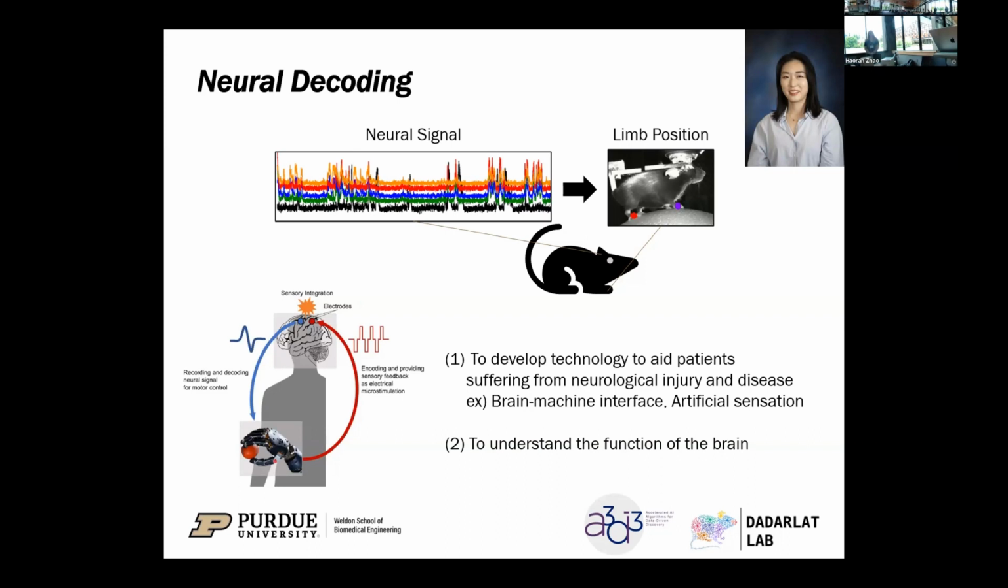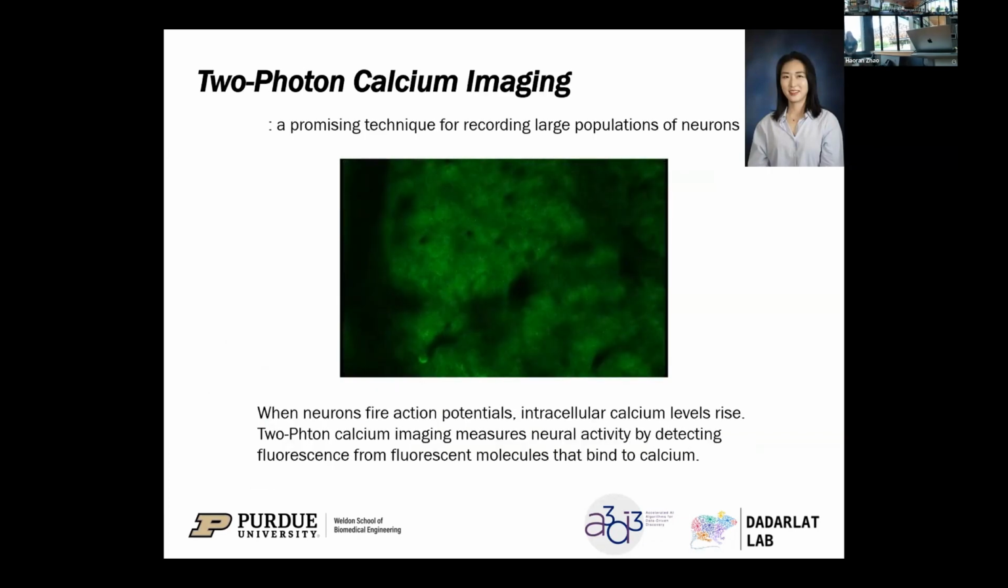And neural decoding is important to develop applications such as brain-machine interfaces for patients suffering from neurological injury and diseases. And it's also important to understand the function of the brain. Behavior emerges from interactions of a large number of neurons, so it is important to record large populations of neurons at the same time. And two-photon calcium imaging is a promising technique for that. Compared to electrophysiology, which can record hundreds of neurons, two-photon calcium imaging can record hundreds to thousands of neurons.